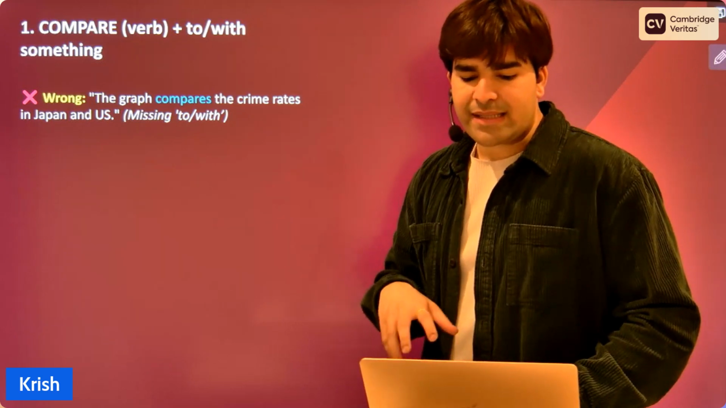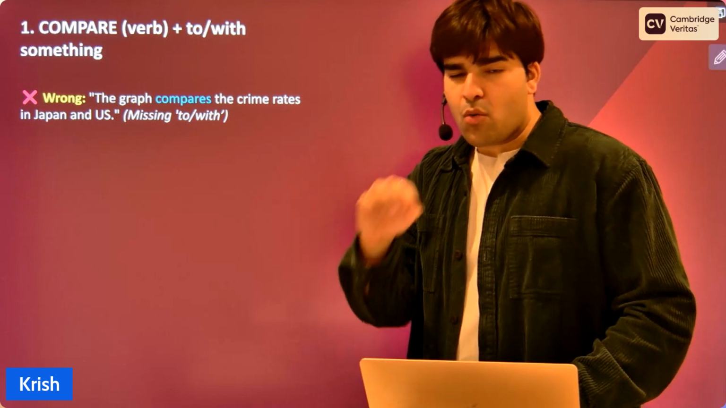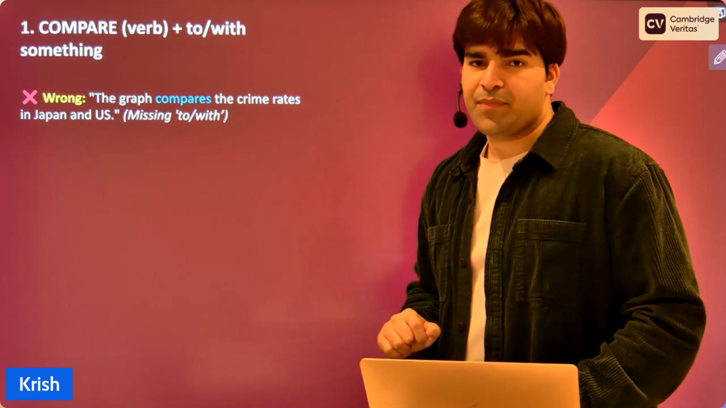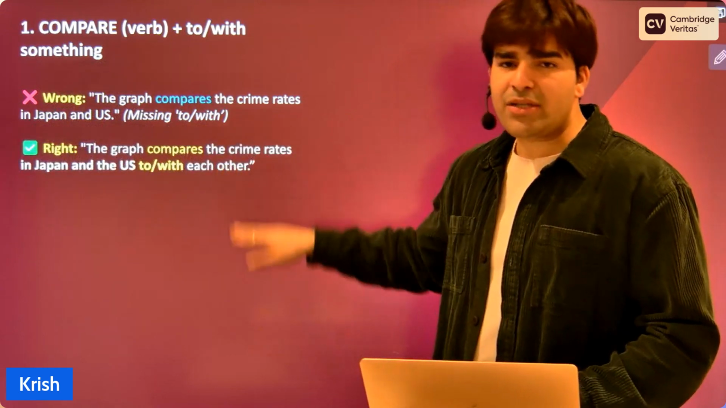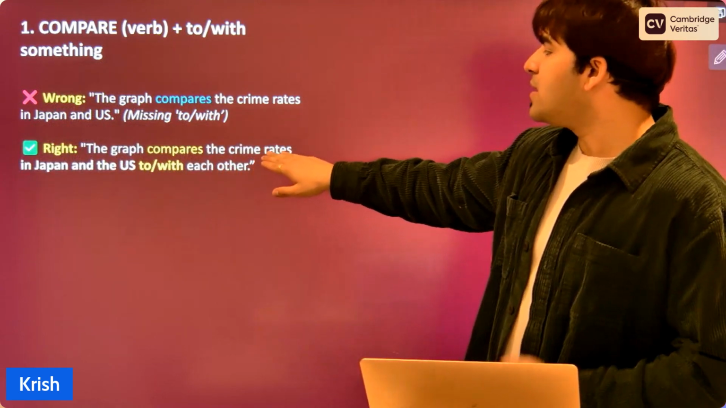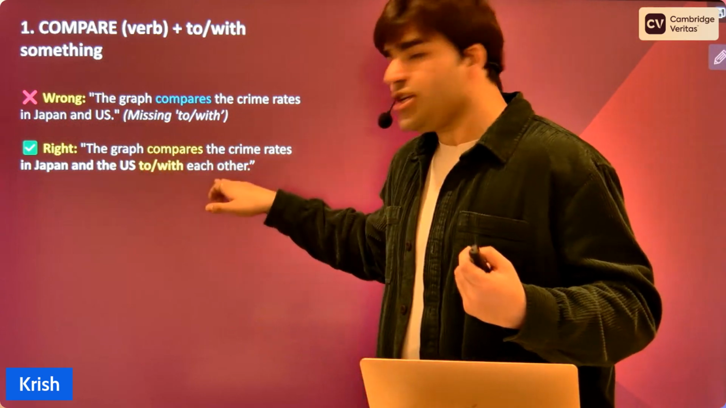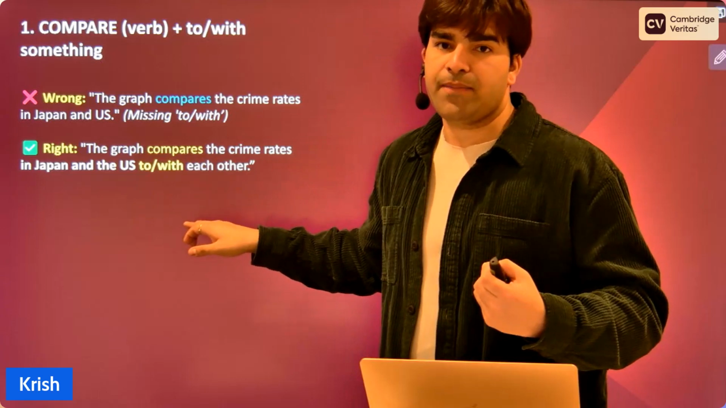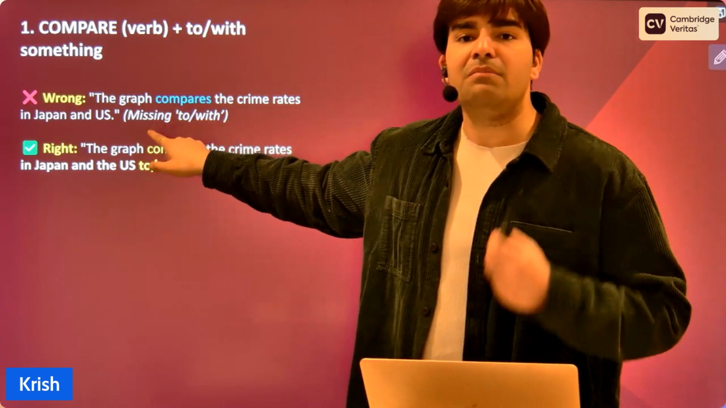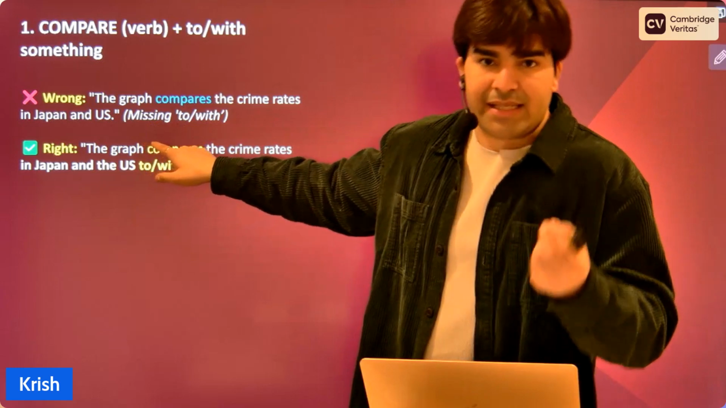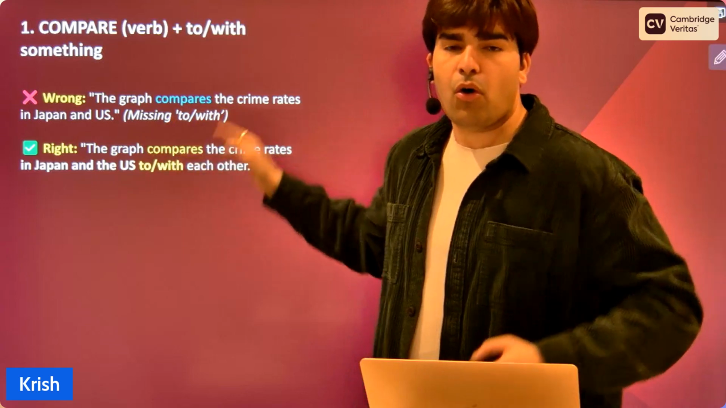Now, I want you to pause the video, and write or type what you think is the correct form. I'm now going to show you what the correct form is. The right way is the graph compares the crime rates in Japan and the US to each other or with each other. So the problem with this sentence is that there's a very clear miss basically of either of the two words, which is to or with.